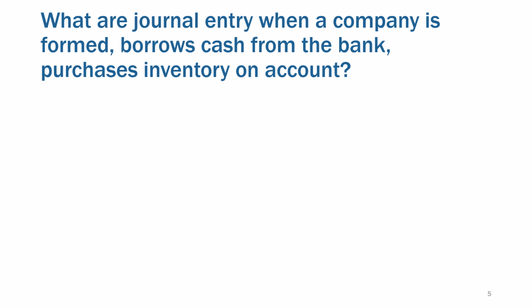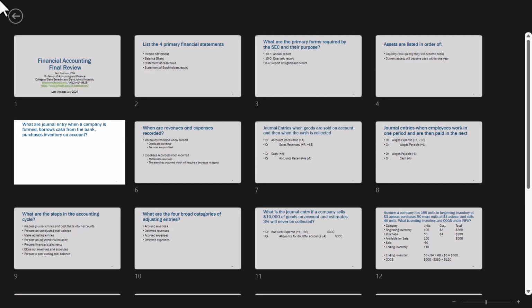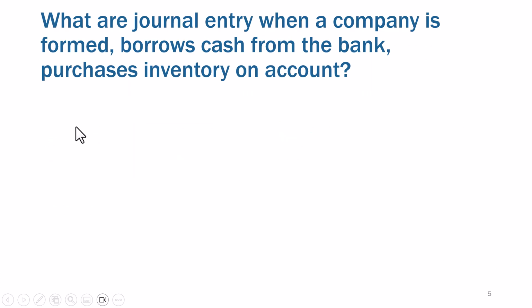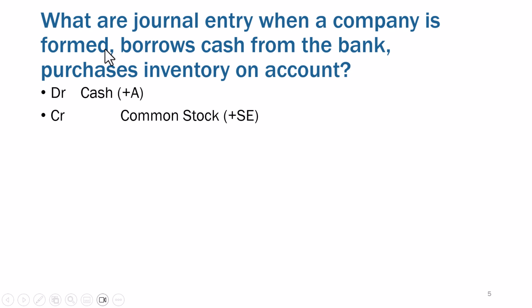All right, what are the journal entries when a company is formed, when it borrows cash from the bank, and when it purchases inventory on account? So think about the journal entries. What would they be for these 3? Could you get all 3 of these back from lesson 2? So when a company is formed, you generally are going to debit cash and credit common stock. We learned in a later lesson that we might break that out between common stock and additional paid-in capital. But for right now, just common stock, and it'll equal the par value of the stock.